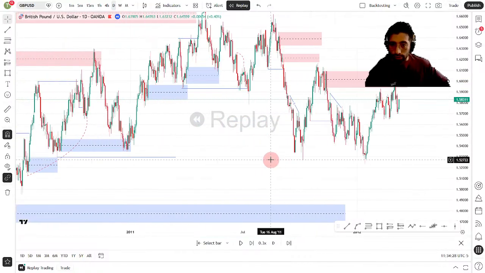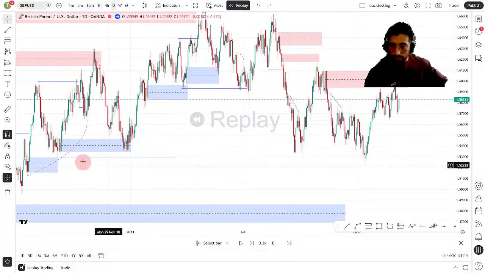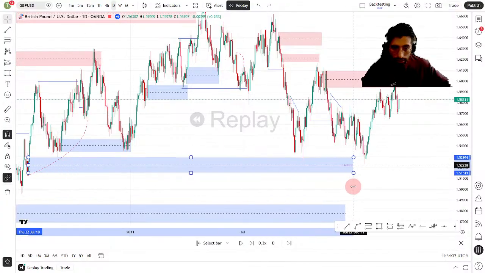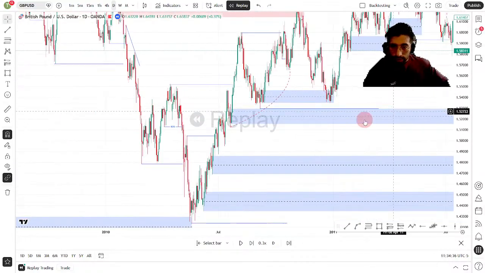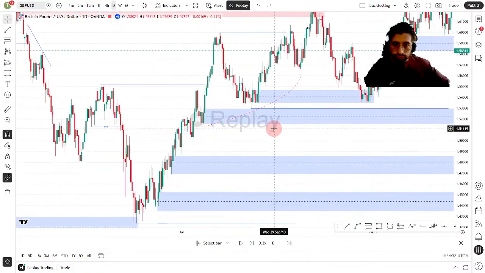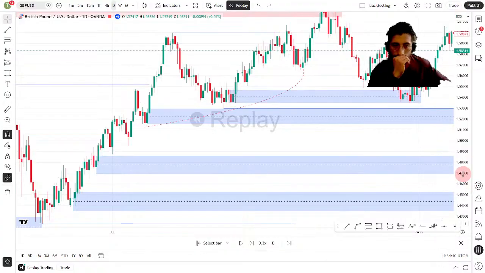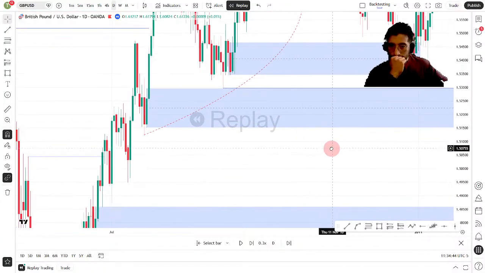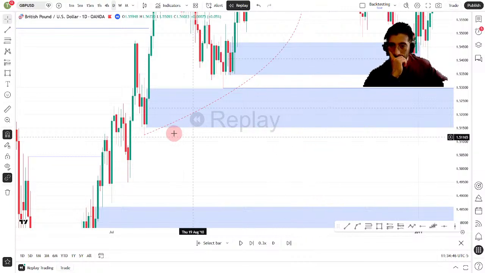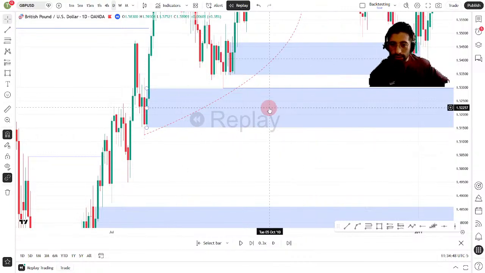We actually don't know, to be honest. The price reacted here. This was a valid order block. Definitely was. Yeah, it was a valid order block. But oh, you see this one? But this one looks even much better. This one.